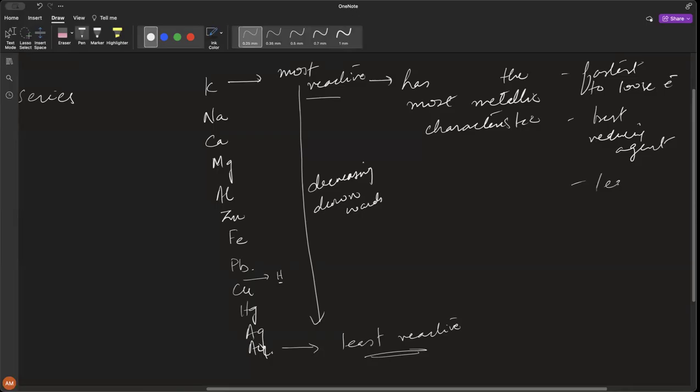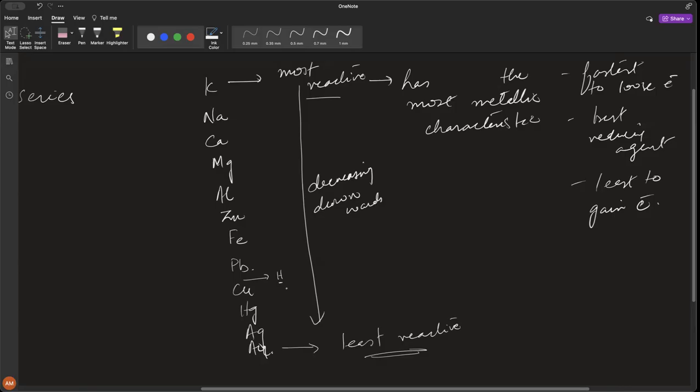It is the least to gain electron. All right, metals do not really accept electrons generally. If all of these elements were there, potassium would have been the last to accept an electron. This is what it means. Do you understand?